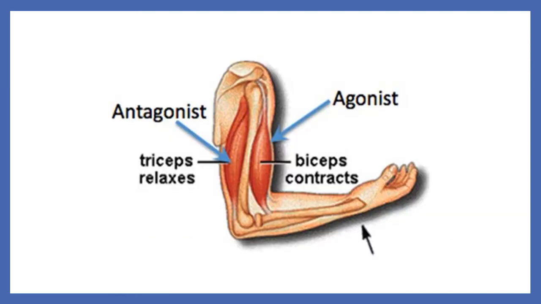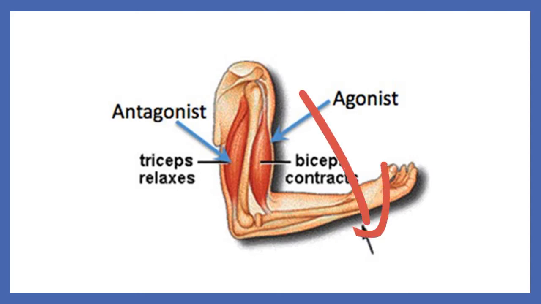Your biceps is the agonist in this picture. When your bicep contracts, it pulls the hand up like you were doing dumbbell curls. The antagonist is the triceps. When the bicep contracts and pulls the arm up in that flex, your tricep is on the opposite side relaxing.